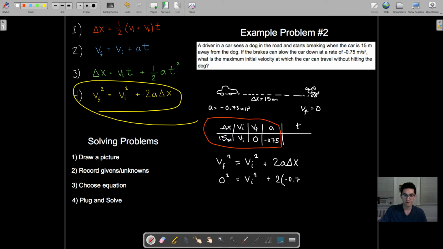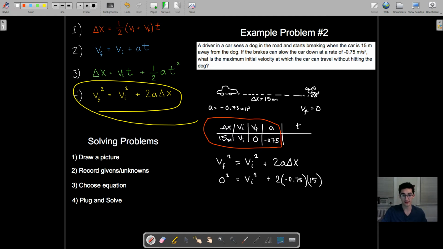By the way, am I in meters and seconds for everything? Well, my distance is in meters. My acceleration is in meters and seconds. My final velocity is 0, so units don't really matter. So yeah, we're good. We got meters and seconds. Okay. And now displacement is 15 meters. Cool. Okay. So now let's do a little bit of math here and simplify everything.